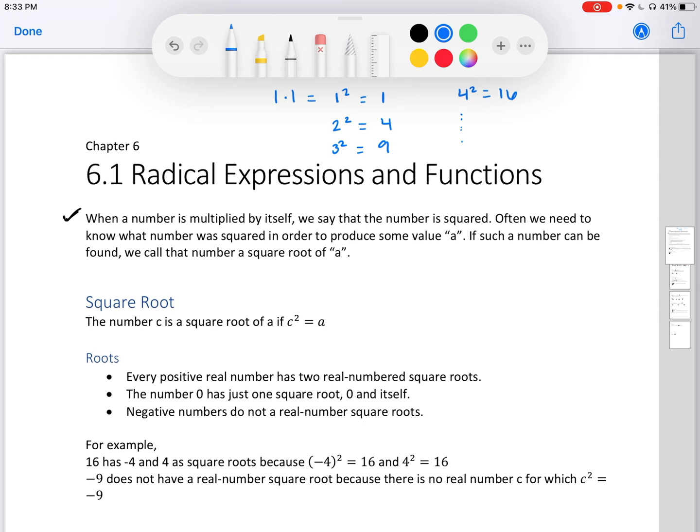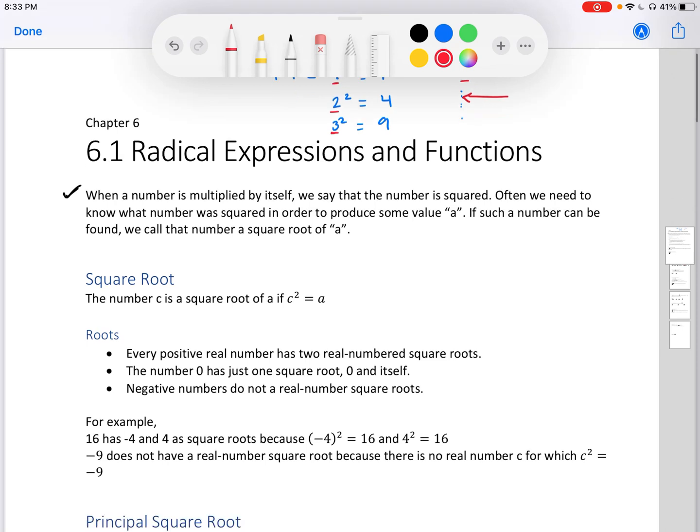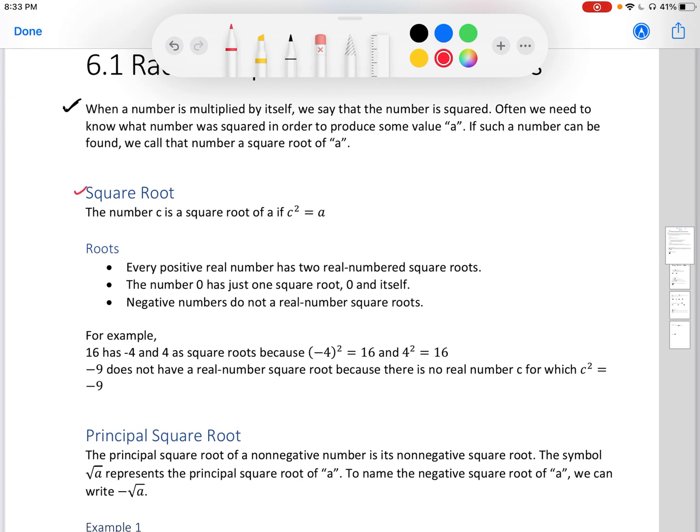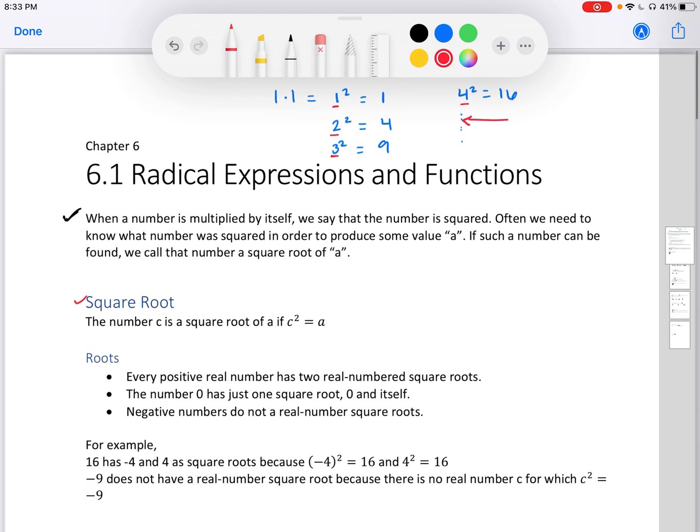This is what we're going to work with in this section. For radicals, think of it as working in the opposite direction. So we're going to be trying to find these numbers who are being squared. Moving forward, square root. The number c is a square root of a if c squared equals a. Just like here. For example, consider this: 4 squared equals 16. The square root of 16 equals 4, since 4 squared equals 16. So in other words, we're working backwards.